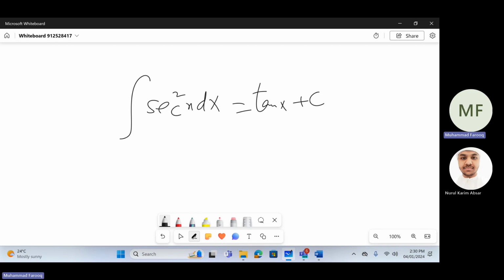Then we learned some techniques with the help of identities. Sometimes a question is not integrated directly, so what we did, we used an identity. 1 plus tan square equals what? Secant square. Because we cannot integrate tan square, for example, we change it: 1 plus tan square x is secant square x, so tan square x is secant square x minus 1. So please, this identity we also need, okay?